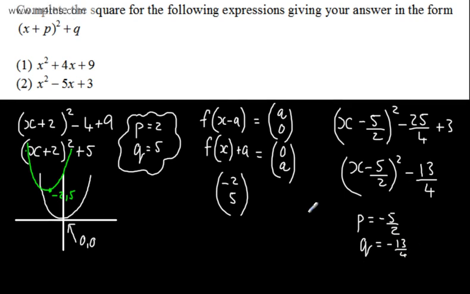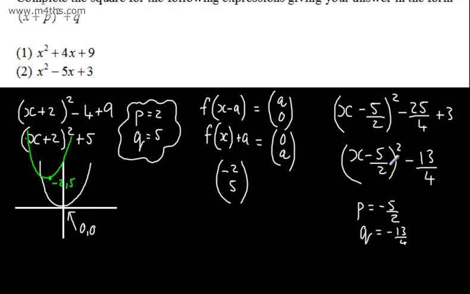So if you wanted to think about this one, it's moved to the right by 2.5 and down by 13/4. So if we did that, we could go ahead and sketch it out. So it's gone right by 2.5 and down by 13/4, which is going to be somewhere here. And we would end up now with the quadratic, and it would look like so. So that's what the completed square form can allow us to do.